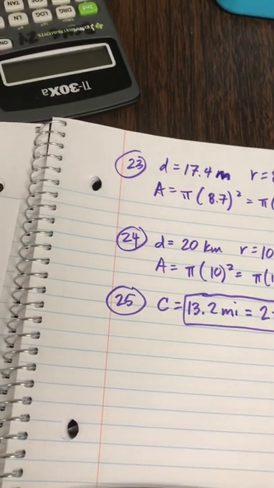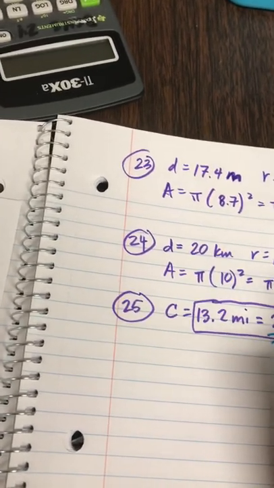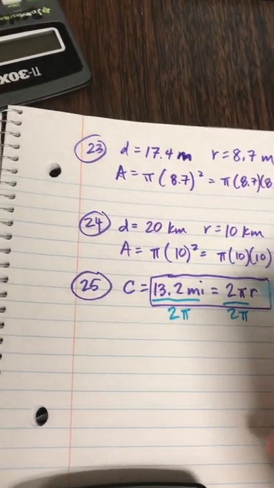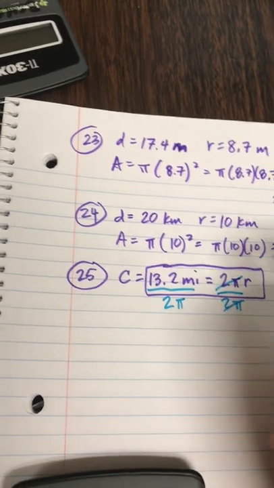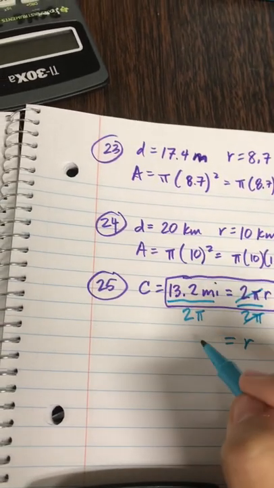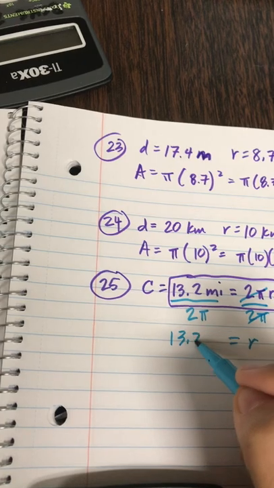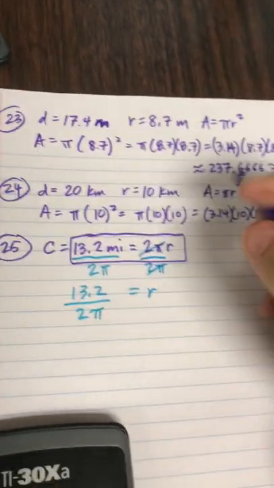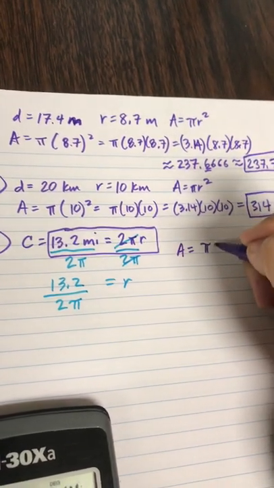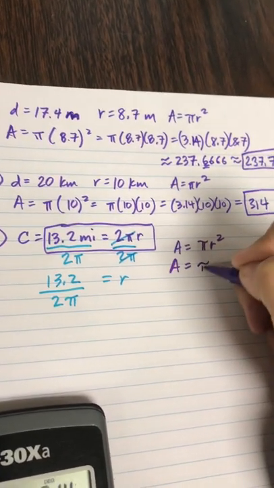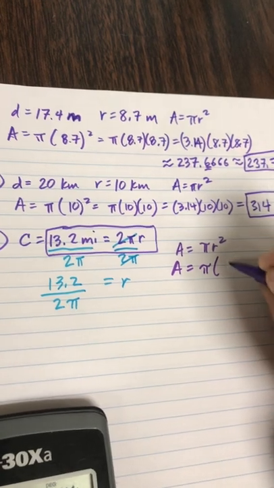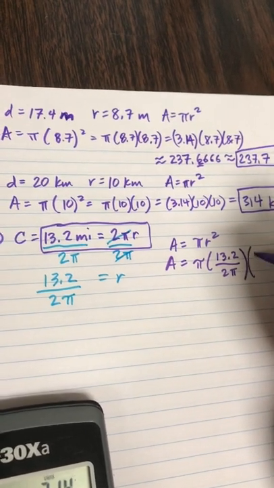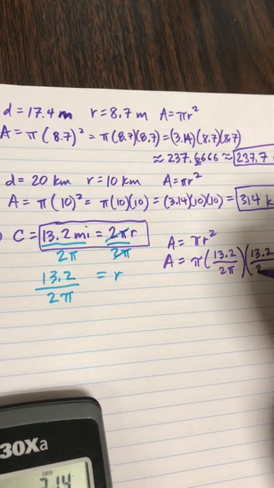To do that, I need to divide by 2 pi because r is being multiplied by 2 pi, so the inverse of that would be to divide by 2 pi on both sides. And see how that's really handy? Now r is by himself here on the right, and this side is just 13.2 divided by 2 pi. Cool. Now we can go ahead and move forward with pi r squared. So the area is equal to pi times my radius, which is 13.2 over 2 pi, squared. So times that same thing by itself twice.